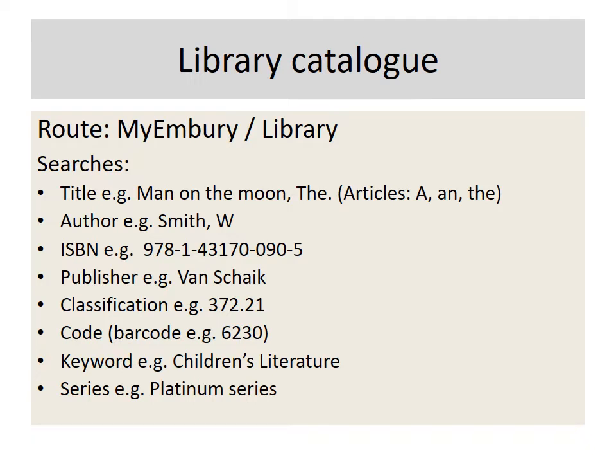You can do a publisher's search, for example, Van Schaik. Now the classification, for example, books for preschool education or grade R are classified under 372.21. So if you search this Dewey number, you will find all the books on this topic. The barcode. This is a unique library barcode which identifies the book on library records for the sole purpose of stocktaking.